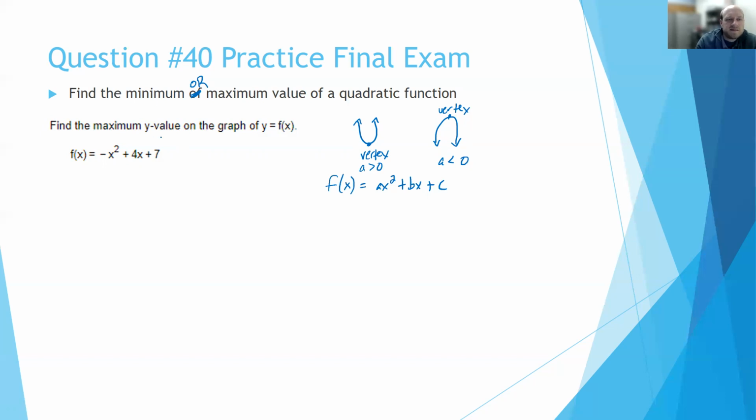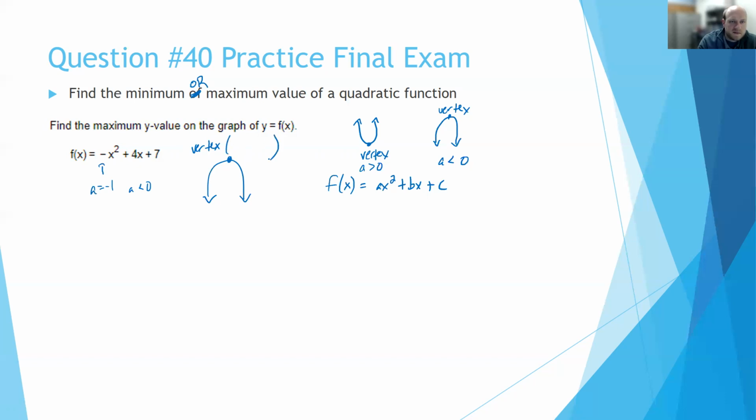That means the maximum y value is going to be this one, right? Because what is the a value? The a is -1, and that is less than 0. So if I were to graph this, it would be this upside down U shape. So I'm trying to find the maximum y value, and that's the y value of your vertex, right? It's the y value of your vertex.